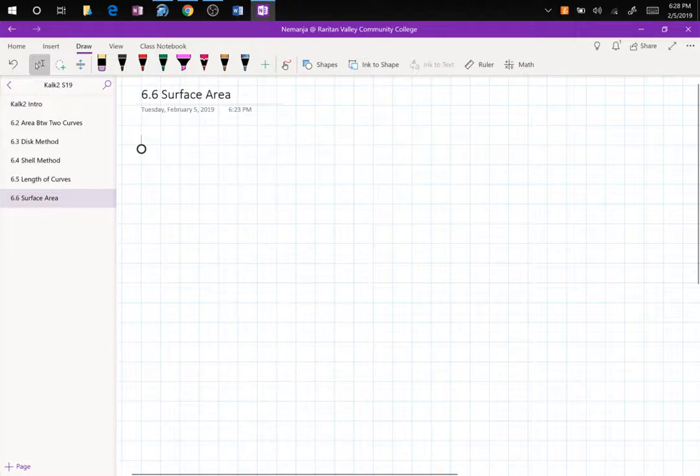Now, in sections 6.3 and 6.4, the disk and shell methods, we're computing the volume, meaning how much of this juice you can fit in the spray bottle. What we are computing now in 6.6 is the surface area on which you get to paint, or the surface area on which you get to put a label or a sticker.